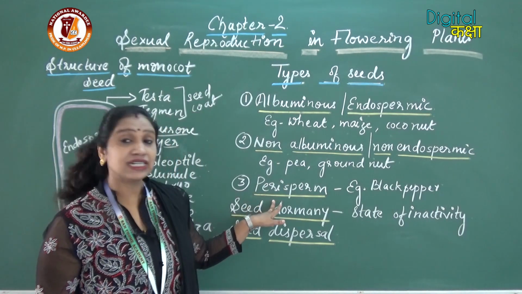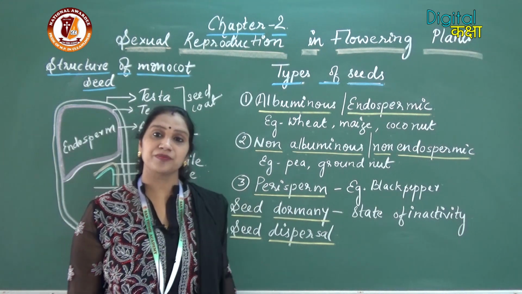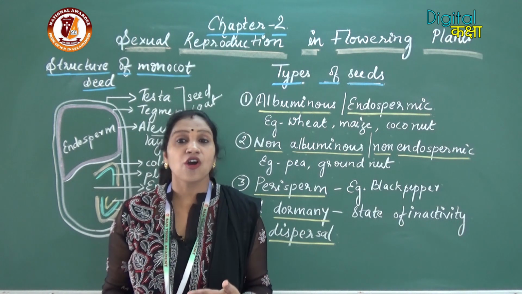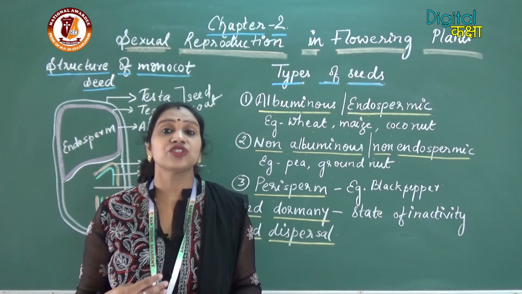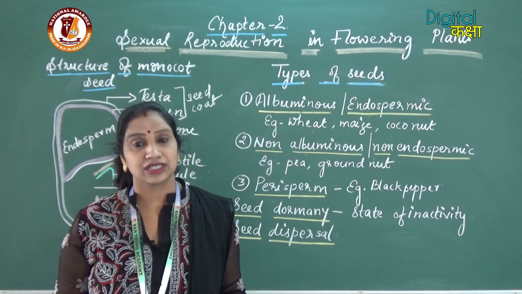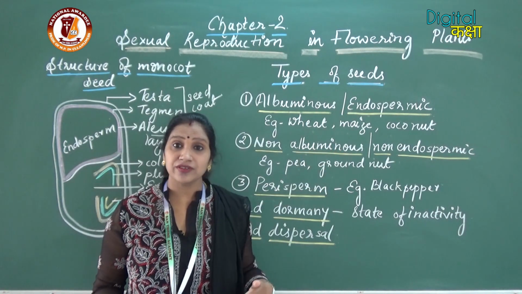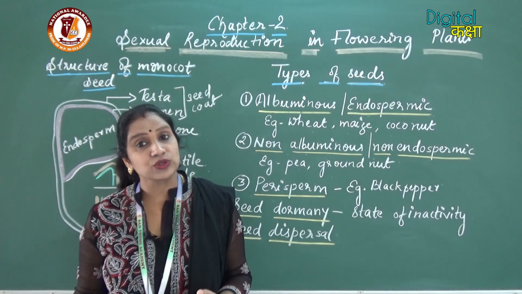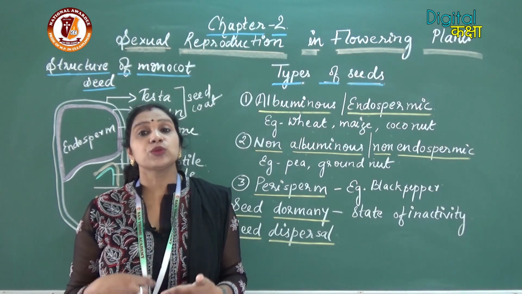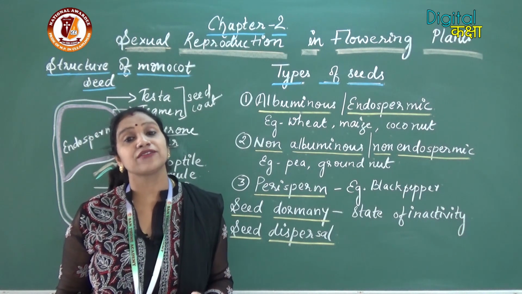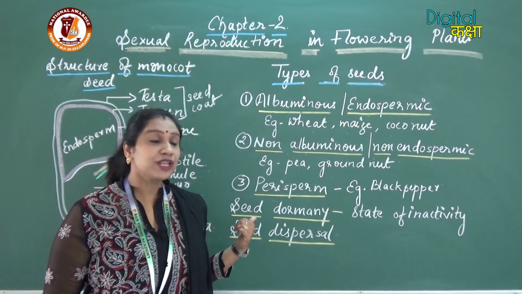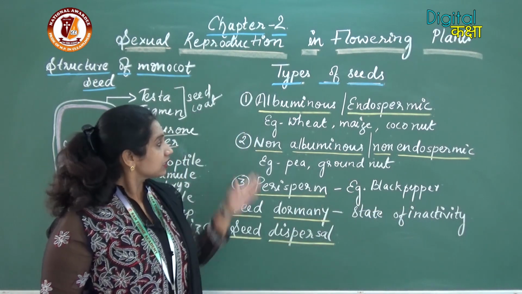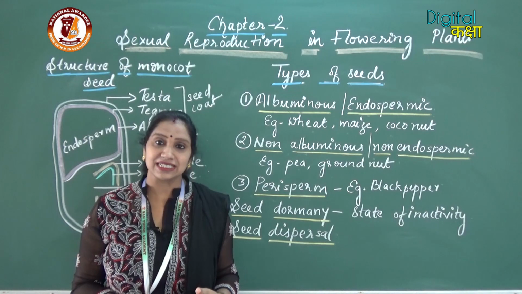Now coming to the third type, that is perisperm. Perisperm is a seed in which the remains of nucellus are present, which will provide the nutrition. So here the remains of endosperm were present, but in case of perisperm, the remains of nucellus are also present, which will provide nutrition to the developing embryo. Example of perisperm is black pepper. Now these were the types of seeds.